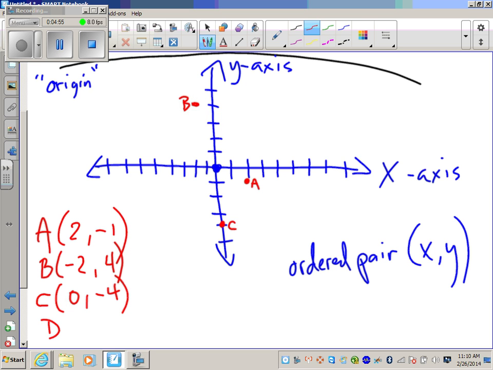Let's put D at (5, 0). Where do I go on my x? 1, 2, 3, 4, 5. And then if y is 0, where do I go? Nowhere. Have you worked with these before? Have you worked with the coordinate plane before somewhat? Is this new?